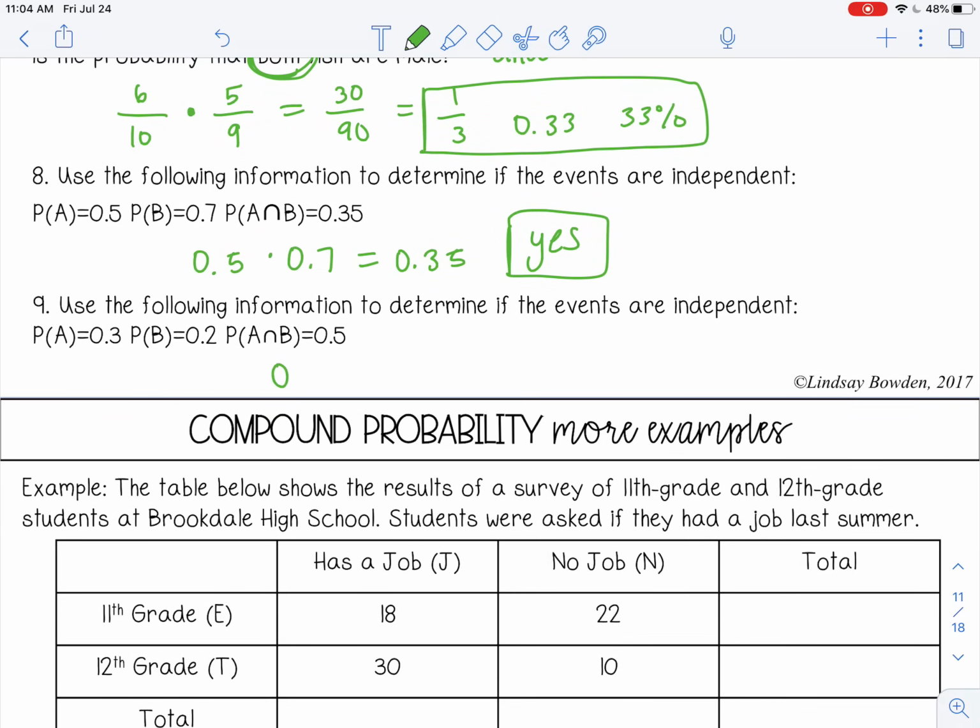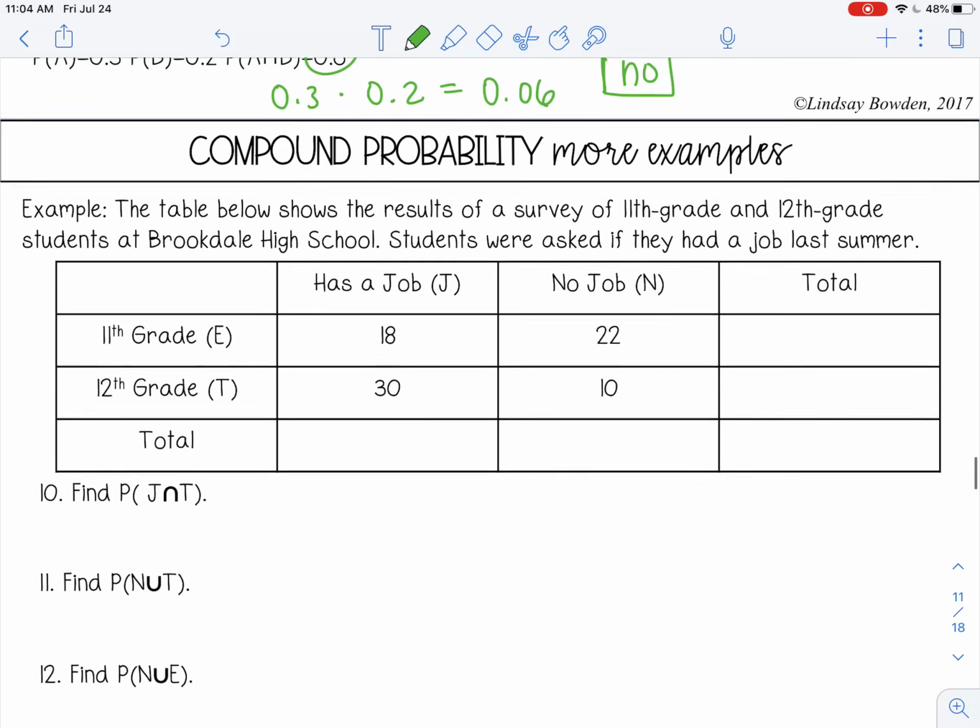All right, and then the next one, 0.3 times 0.2. That gives me 0.06. That's different than the intersection, so that must mean that one is changing the other. It's dependent, so that would be a no. All right, a few more examples here.